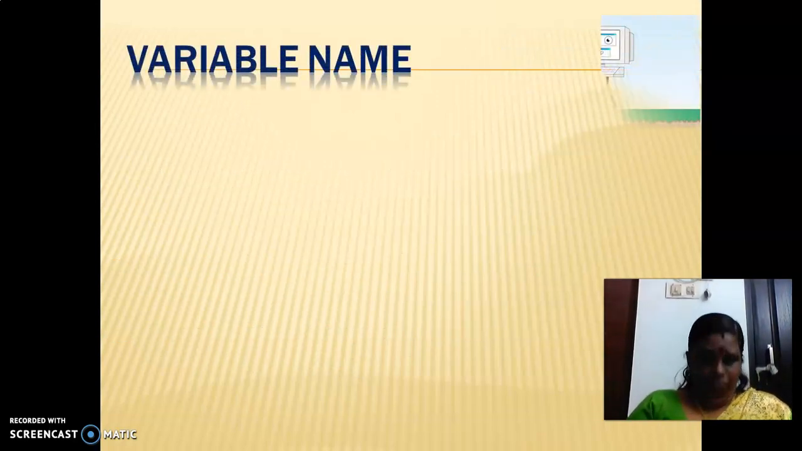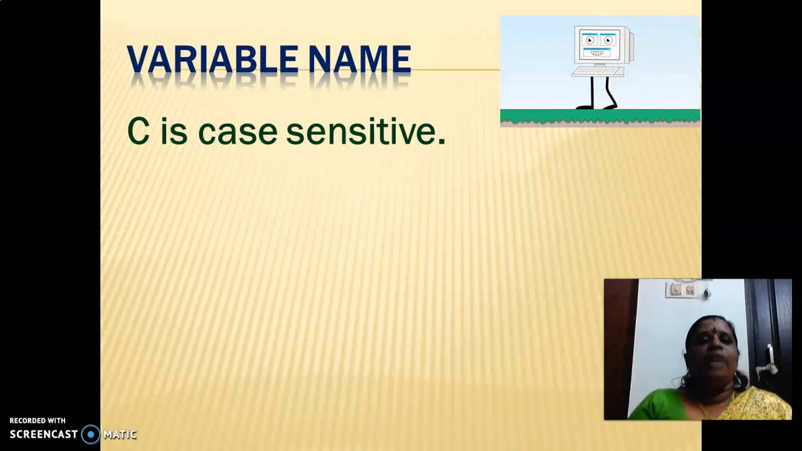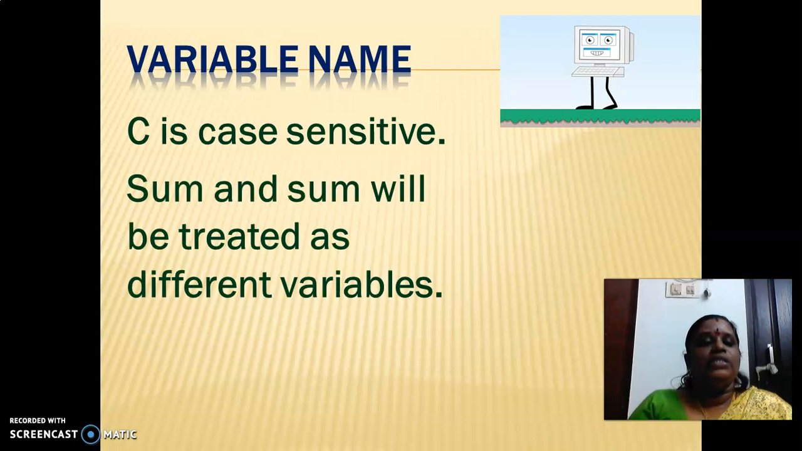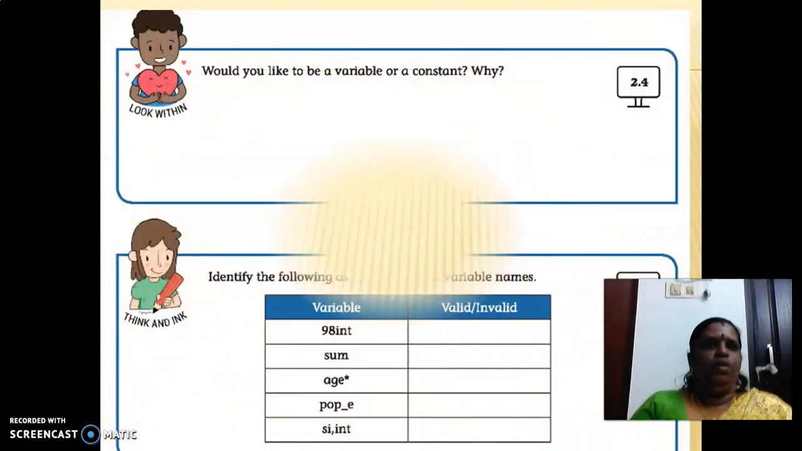Okay. The next one is about the variable name. Other thing, C is case sensitive. Please be clear. Sum and sum. See, S is in capital here. This capital Sum and this all lowercase sum will be treated as different variables. So, if you are using all lowercase, wherever we are using that variable, everything should be in lowercase. If any one is missing, there will be an error. Got it? So, C is case sensitive.